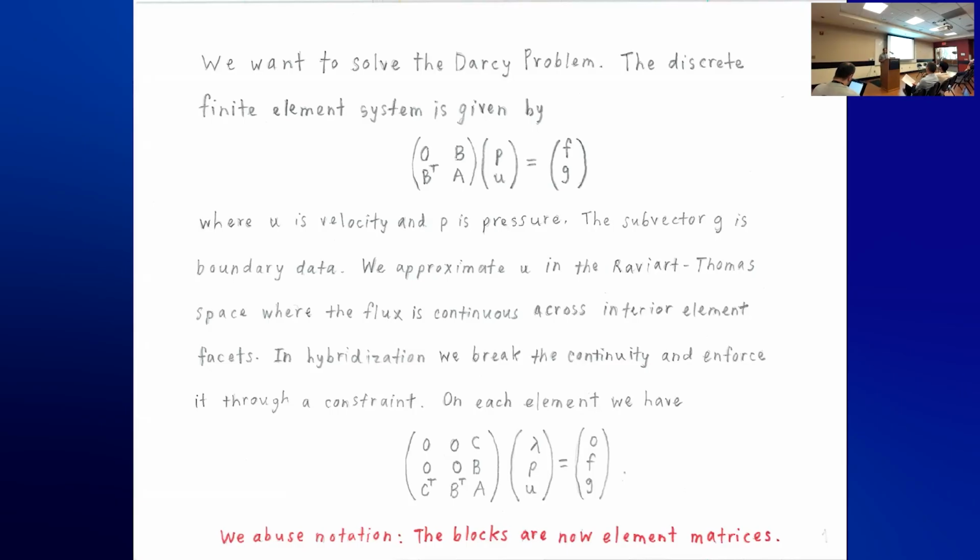In hybridization, we break the continuity and enforce it through a constraint. On each element, we have this new system where we've introduced a constraint matrix, C, and the constraint is being handled by a Lagrange multiplier. We abuse notation. I think of this system always as on elements. If we think about it on the global system, B and A are block diagonal, so it works out to just look at it on each element.